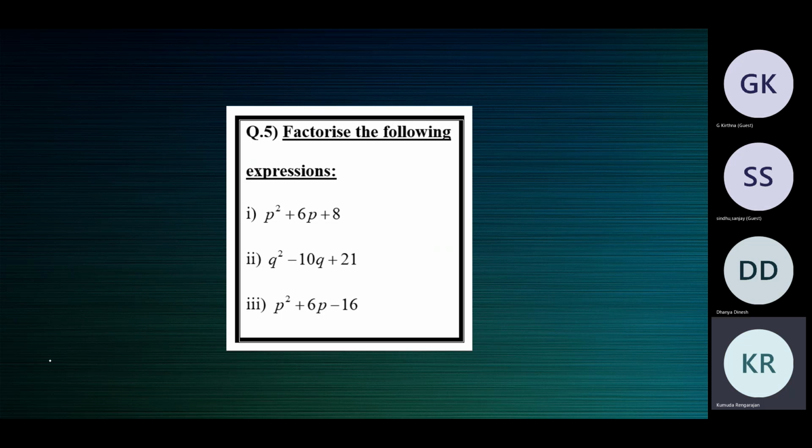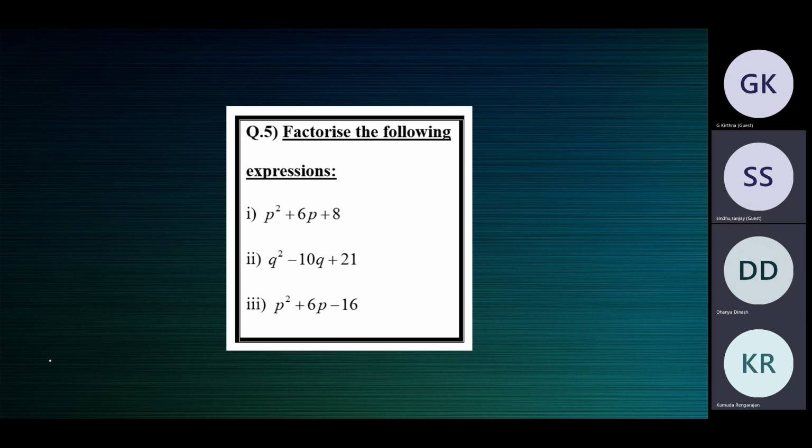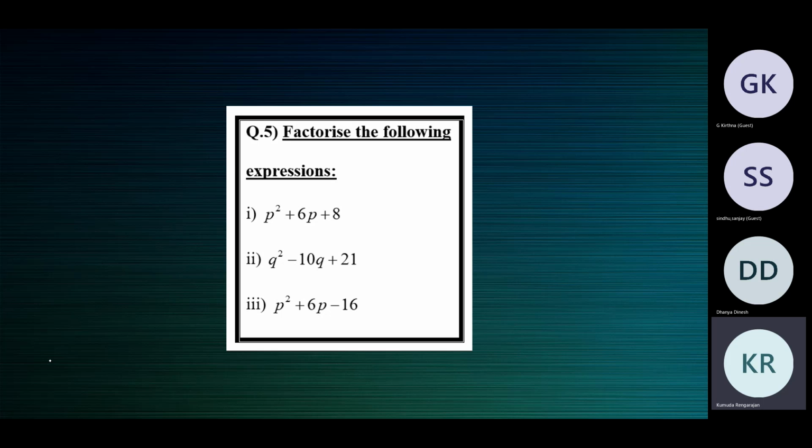So here, children, in question number 5, factorize the following expressions. In the first one there are three terms, p squared, 6p, and 8. Is 8 a perfect square? No, ma'am. So, though there are three terms, p squared plus 6p plus 8 may look like a squared plus 2ab plus b squared. But b squared is 8, but 8 is not a perfect square.